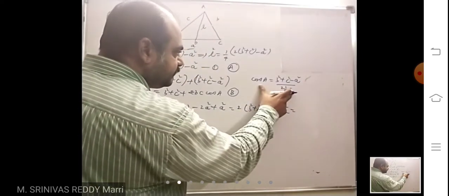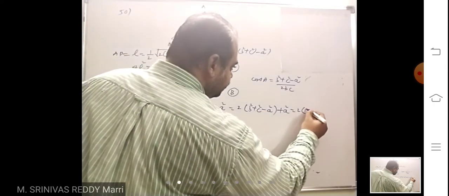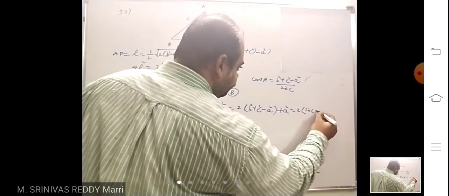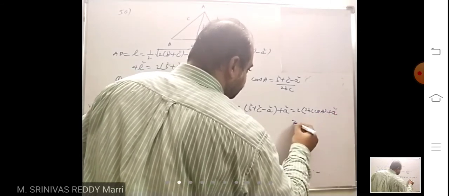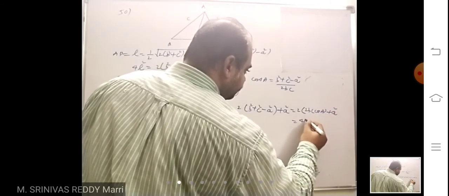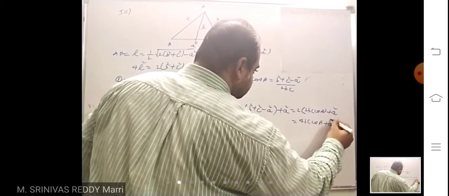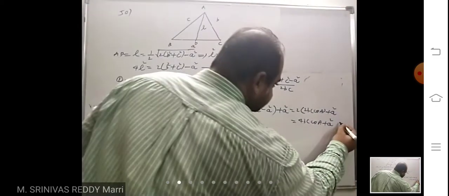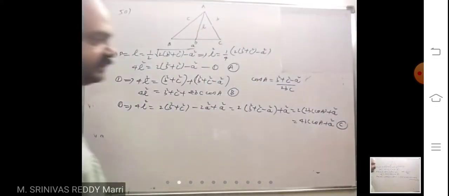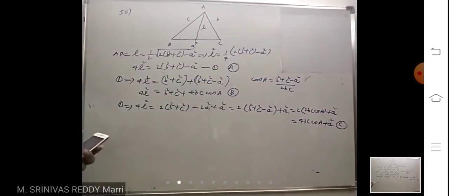That means this is nothing but 2 into 2bc cos A plus a square. So therefore this is nothing but 4bc cos A plus a square. The same one converted in this form. Therefore this is option C. That is the same, this is option C.